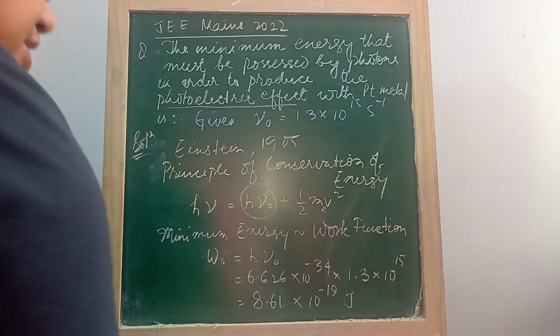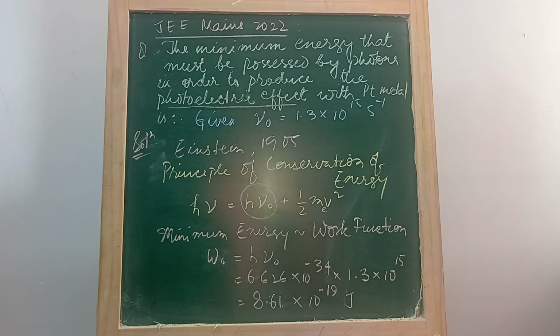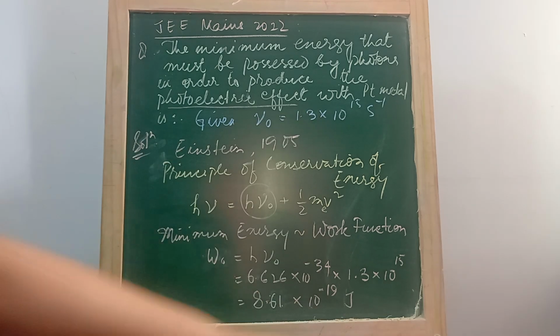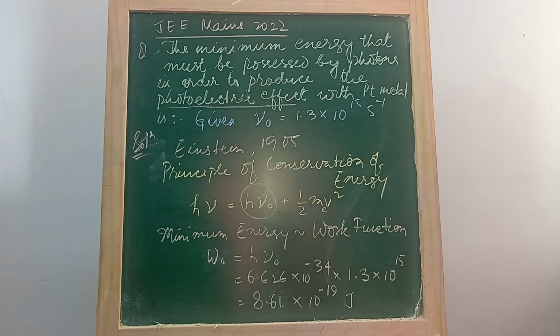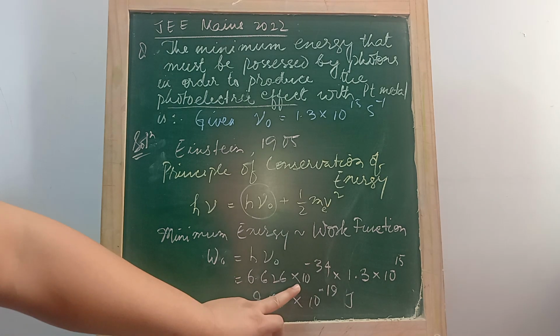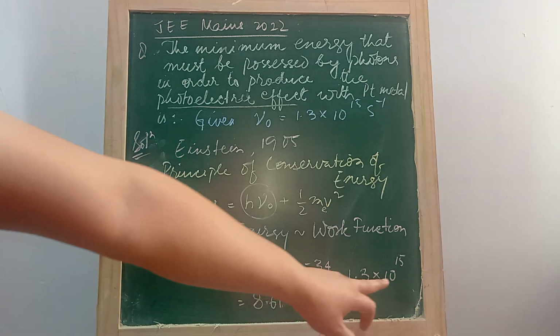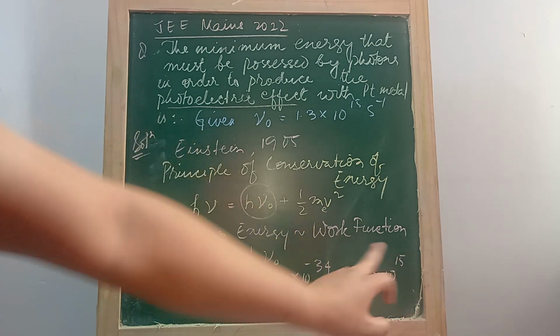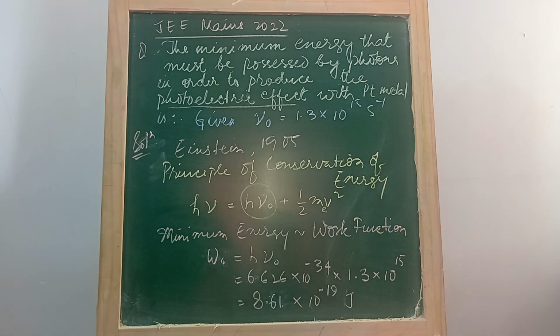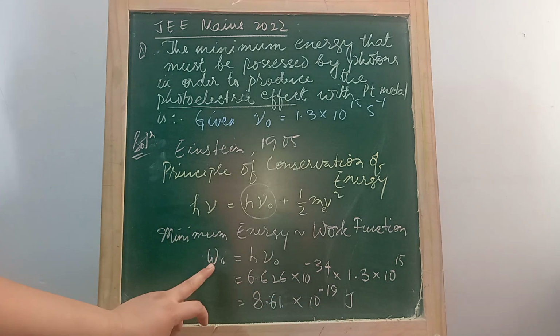and the threshold frequency, the minimum frequency required by the photon. How much is the threshold frequency of the metal? It is 1.3 × 10^15 per second, as given, right? So since the unit of Planck's constant is joule second, and this is per second, second per second will be nullified. What remains is joules. That is energy.